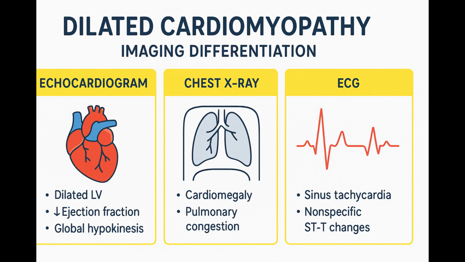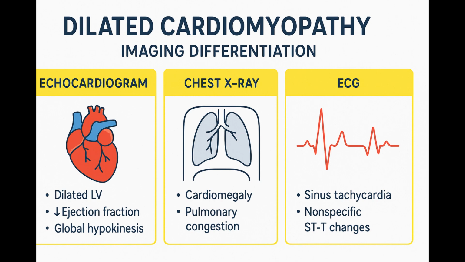The heart is huge, often called globular or balloon-shaped, and you might see signs of fluid backup, like Kerley B lines. But the echocardiogram is the gold standard. What does that show? The echo confirms the biventricular dilation, and crucially, it shows global hypokinesis.